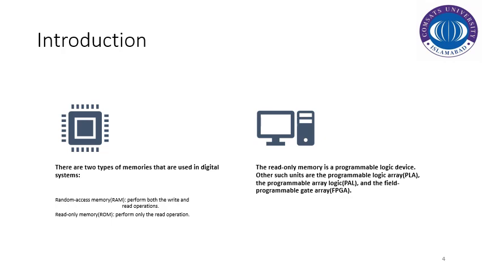So basically, for the computer system, there are two types of memories that are used in a digital system. One is called the RAM, a random access memory that can perform both read and write operations, but one operation at a time. And the other memory is the ROM, on which we can only perform the read operation and we cannot write into that memory.